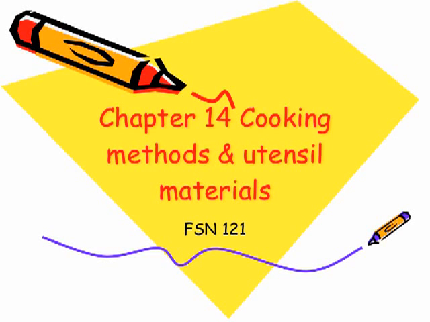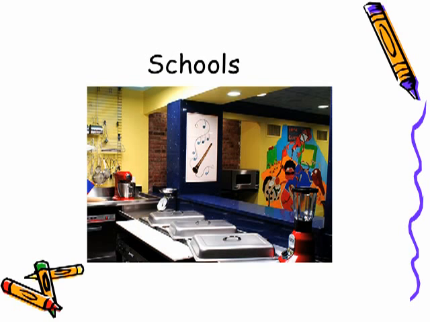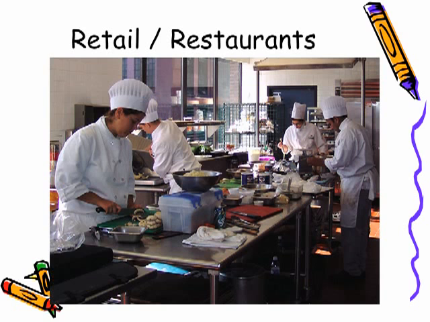Finally, as promised, we're getting on with Chapter 14, talking about different cooking methods and some of the utensils that we'll use. Food service, in the context of Cal Poly's program, is focused primarily on food that's prepared in institutions like hospitals, prisons, schools, as a subset of that, both elementary, high school, and preschool.